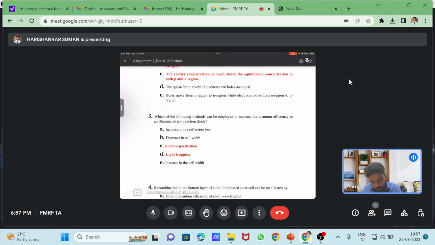What is the problem? Sir, I think option E also, increase the cell width, because one of the sir's lecture slides says it. Surface passivation, light trapping. One minute. Which of the following methods can be employed to increase quantum efficiency? So in a p-n junction diode, increase the cell width. When cell width increases, what will happen? Only the absorption can be improved.